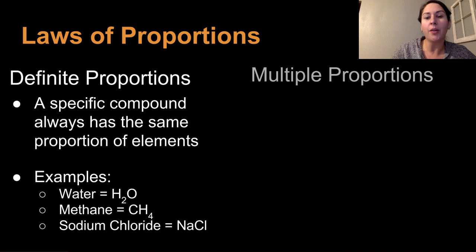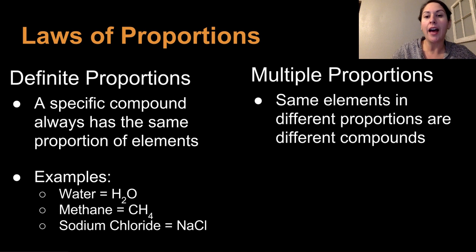The other law that we have is the law of multiple proportions. This is where, if we have the same elements in different proportions, they are different compounds. We can have the same exact elements, but if we have different numbers of them, then it's going to be a different compound.